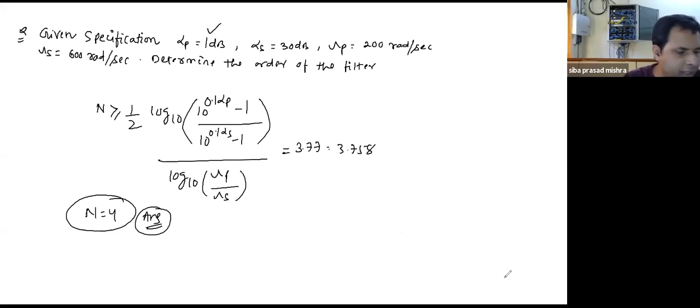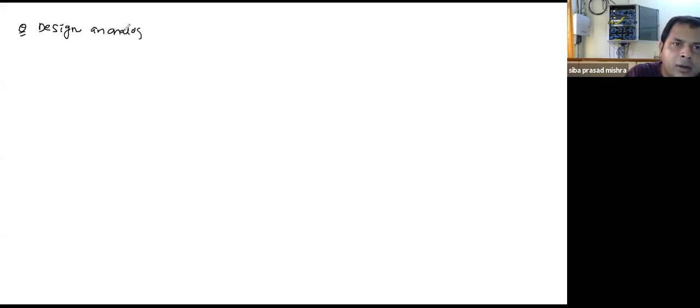Now, in the same way you can do another problem. Now you can find the transfer function by using all these things; you can find omega c, everything. Okay, no problem. I will give another problem. Another problem is the same thing. Design an analog Butterworth low pass filter.